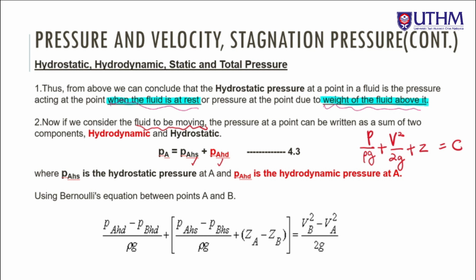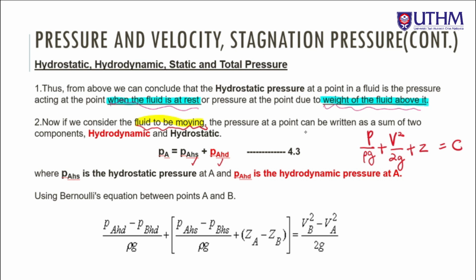Okay, pressure yang ada adalah pressure yang dikenakan antara intermolecular of the fluid itself yang tengah rest, ataupun due to weight of the fluid atas dia, sebab dia tak bergerak kan. So apa yang dikenakan pressure kat situ adalah force yang sesama molekular ataupun weight yang dikenakan due to gravity. Okay, now if we consider the fluid to be moving, sekarang kita consider fluid yang moving pula.